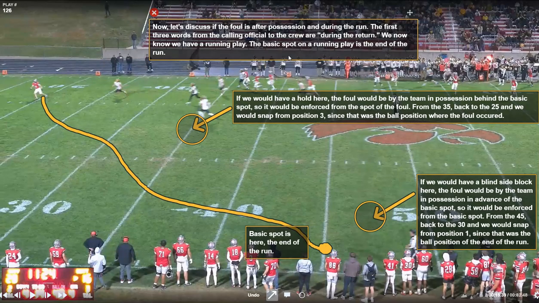So now we're going to create 2 fouls here. Let's say that right here we have a hold, and we are at the 35-yard line, right in the middle of the field, position 3. That may or may not matter. We'll see. But if we have a hold here, this would be a foul by the team in possession behind the basic spot, which is the end of the run. So we're going to enforce from the spot of the foul.